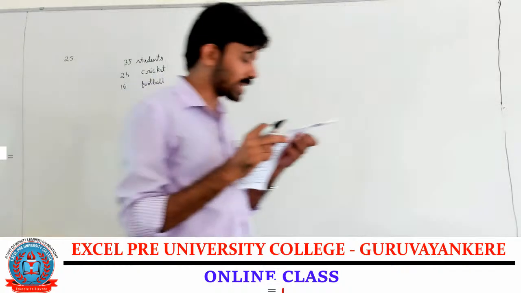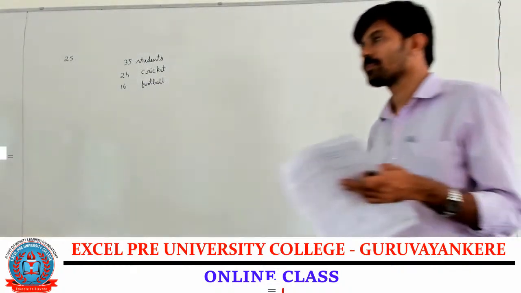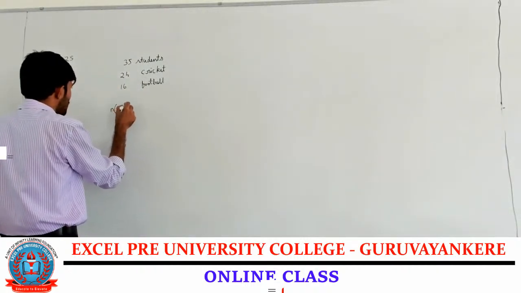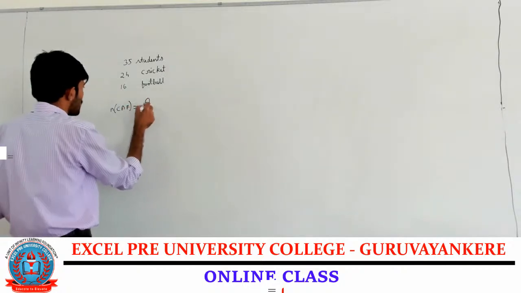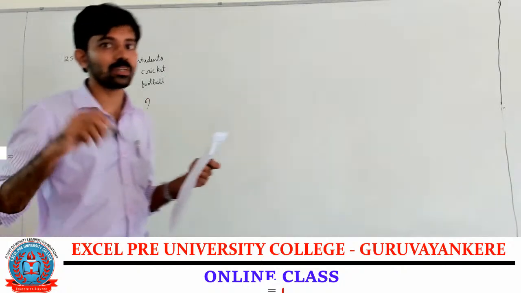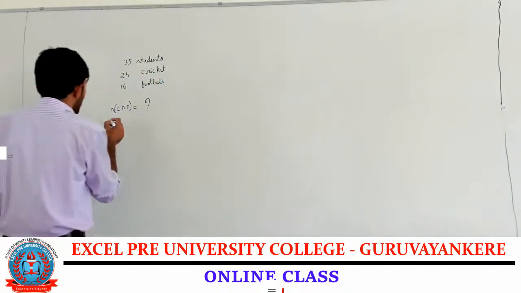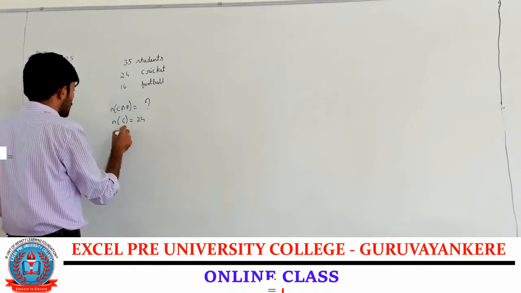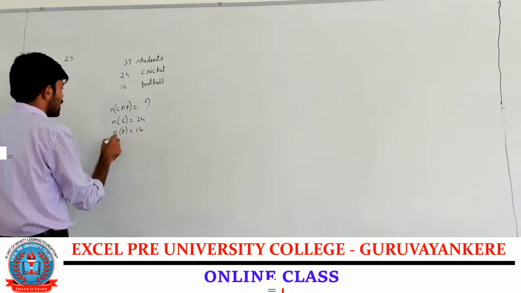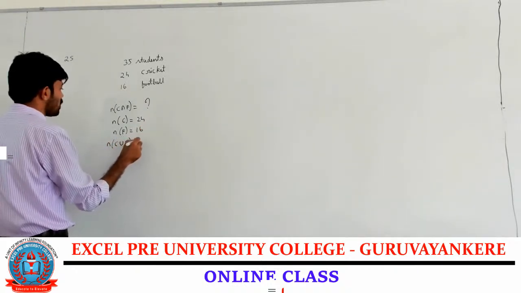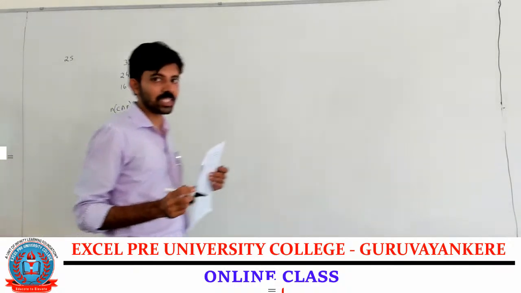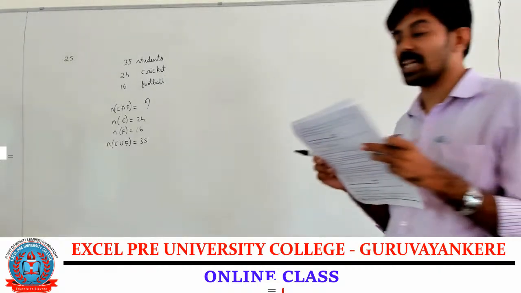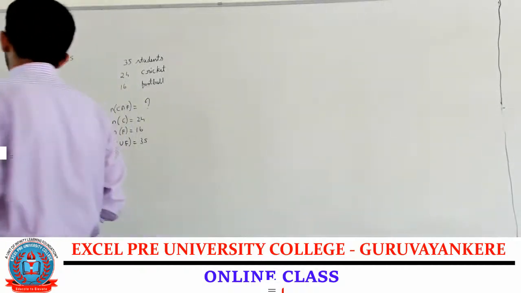How many students like to play both cricket and football? N of C intersection F you have to find out. N of C is given 24, N of F is 16, N of C union F is equal to 35. Number of students who play both cricket and football, you have to find out.